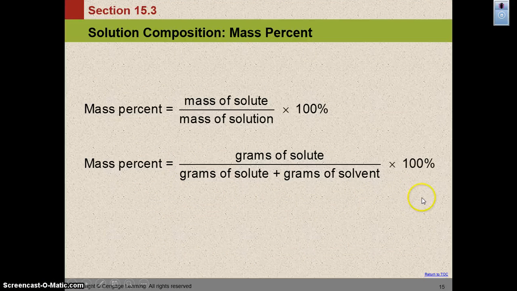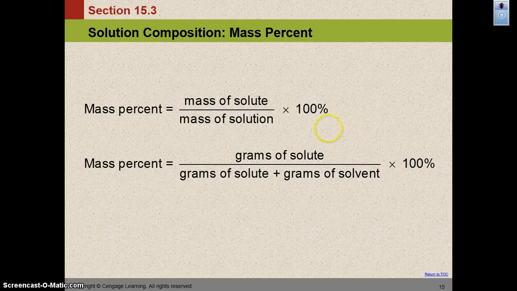Let's look at some examples of how to calculate mass percent of a solution. This is really no different than when we talk about how to figure your grade on a test, because if you're going to find the percent that you made on a test, you take what you scored divided by the total number from the test, times 100, and that gives you your percentage on that test.